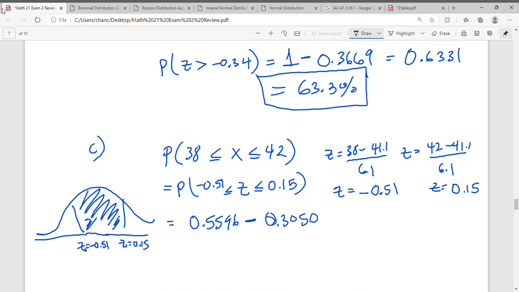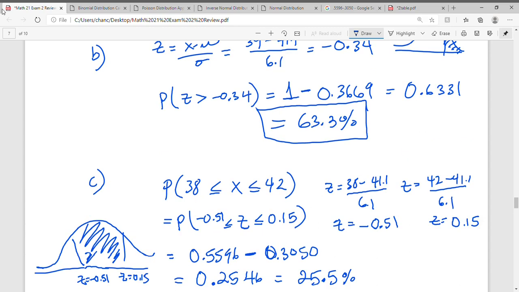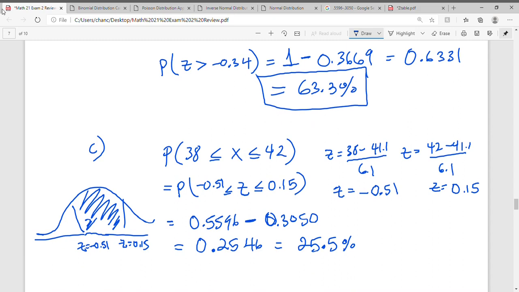0.3050. And so we can subtract these two numbers to get the area between. This is equivalent to 0.2546, or about 25.5%. Now this looks like a difficult problem, but you just have to remember what areas we're looking for. We're looking for the areas between.